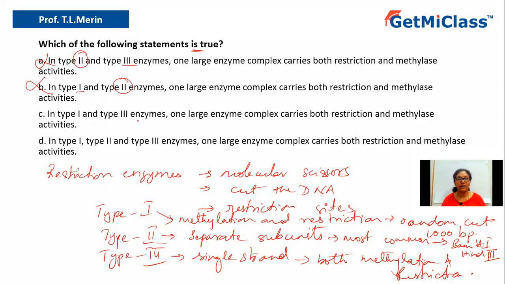Option C says in type 1 and type 3 enzymes, one large enzyme complex carries both restriction and methylase activities. That is absolutely right. And option D says in type 1, type 2 and type 3 enzymes, one large enzyme complex carries both restriction and methylase activity. But here, with respect to type 2, it is wrong because type 2 restriction enzymes have separate entities for methylation and a separate subunit for restriction action. Hence the correct option is option C.